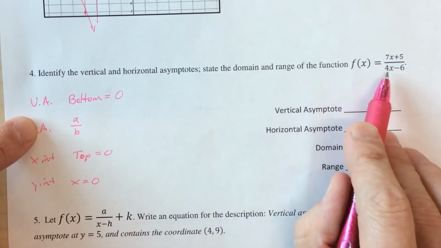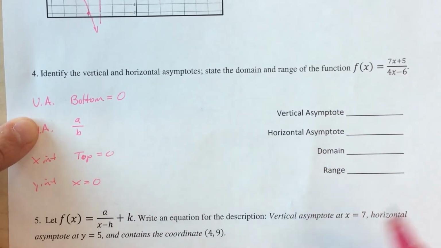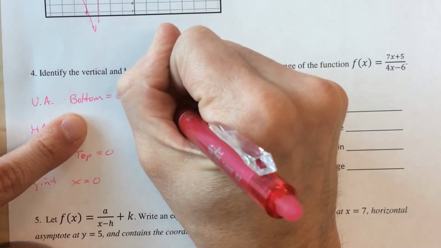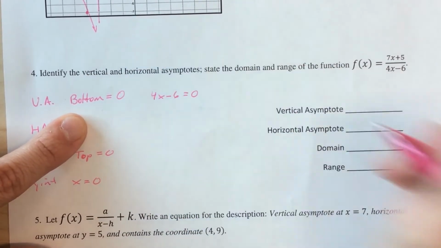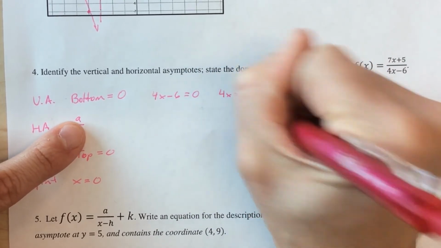Okay, the vertical asymptote for this guy is still going to come from the denominator, because vertical asymptotes is when this function is undefined. So if I just set the bottom equal to 0, then I can solve. So I have 4x minus 6. If I set that equal to 0, the 6 will move over. I get 4x is equal to 6.